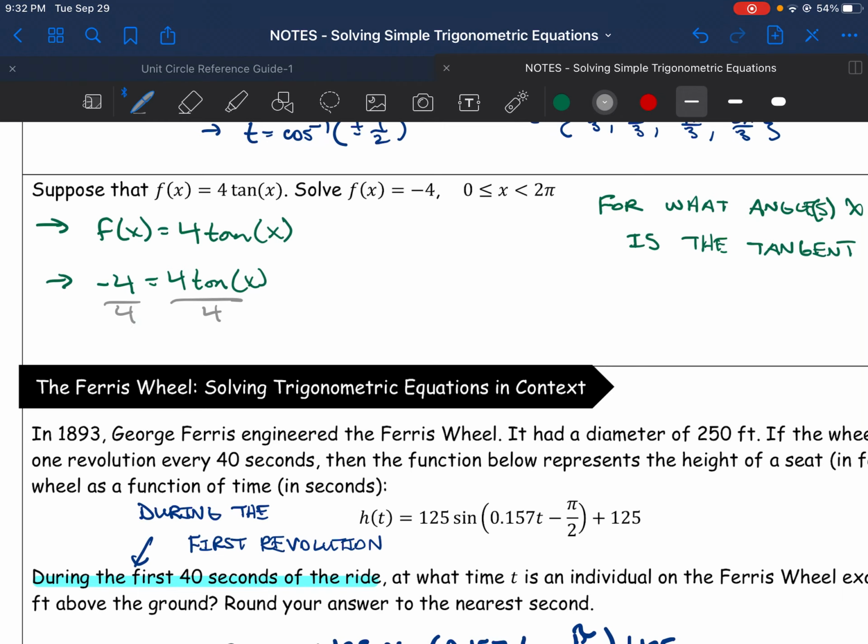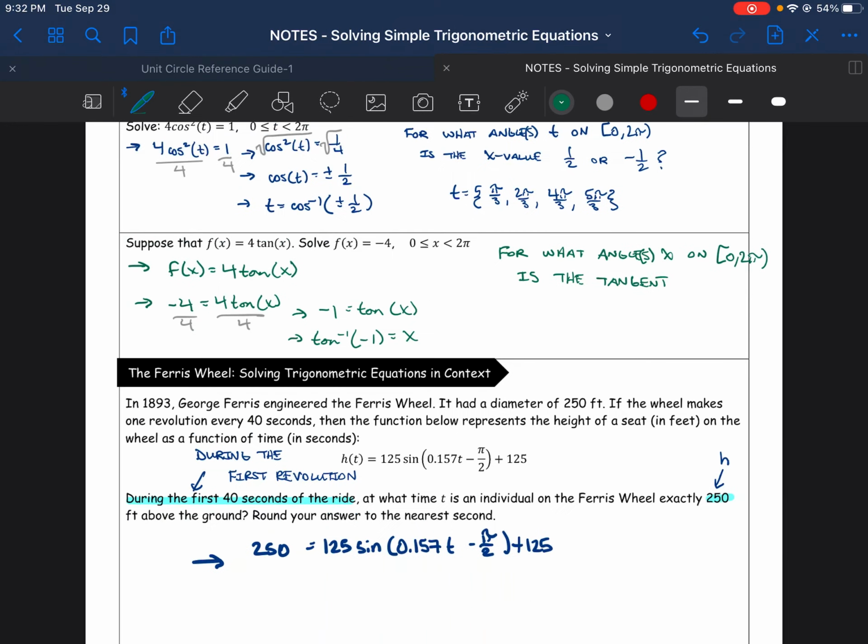And from here, we're going to do our usual stuff. Let's divide both sides by 4. We would get negative 1 equals the tangent of x. And taking the inverse tangent of both sides, we get that the inverse tangent of negative 1 equals x. So this is really asking us for what angle or angles x from 0 to 2 pi is the tangent negative 1. If we look on the unit circle, tangent values of negative 1 occur at these angles, 3 pi over 4 and 7 pi over 4.